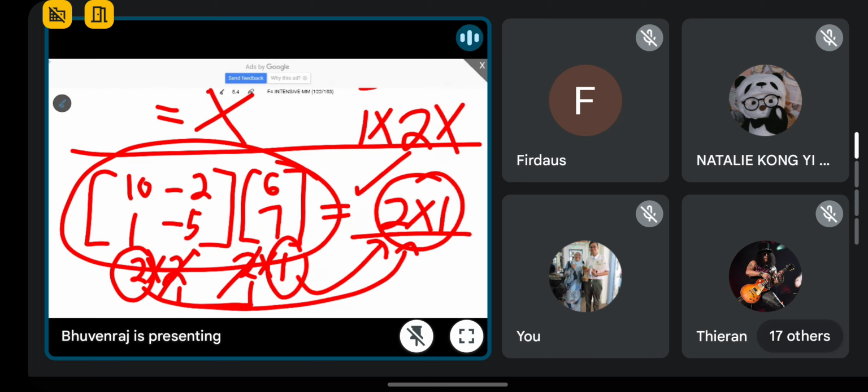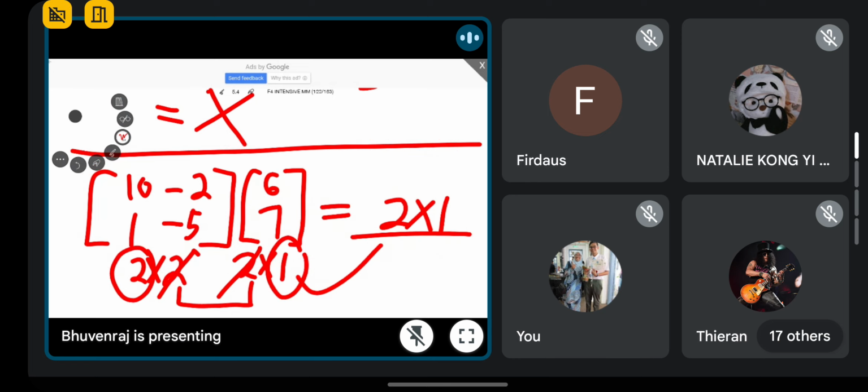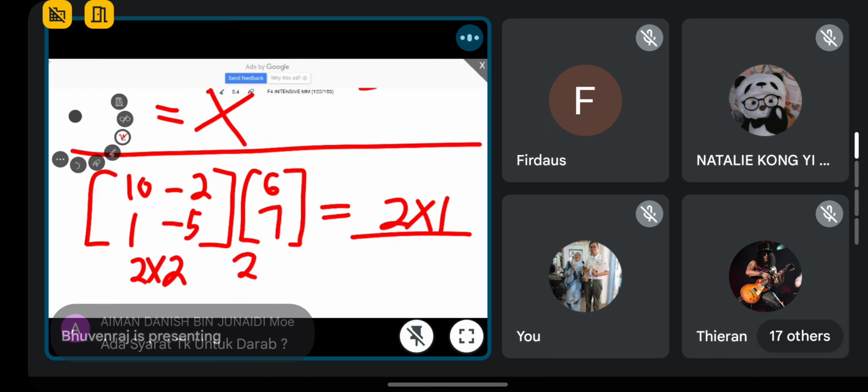But after this, you all must know lah what to fill in inside the bracket. That is the important part. Okay, so now we try to solve the matrix multiplication for this. We try to do together.